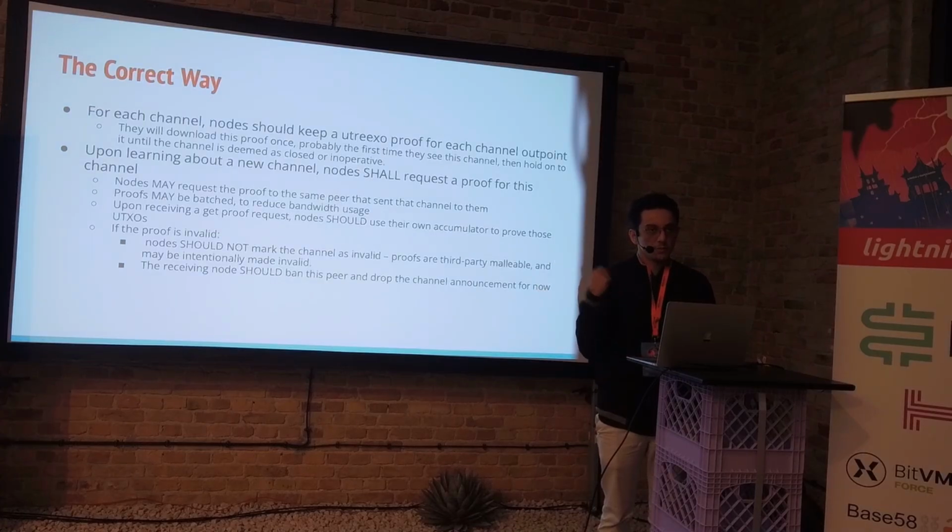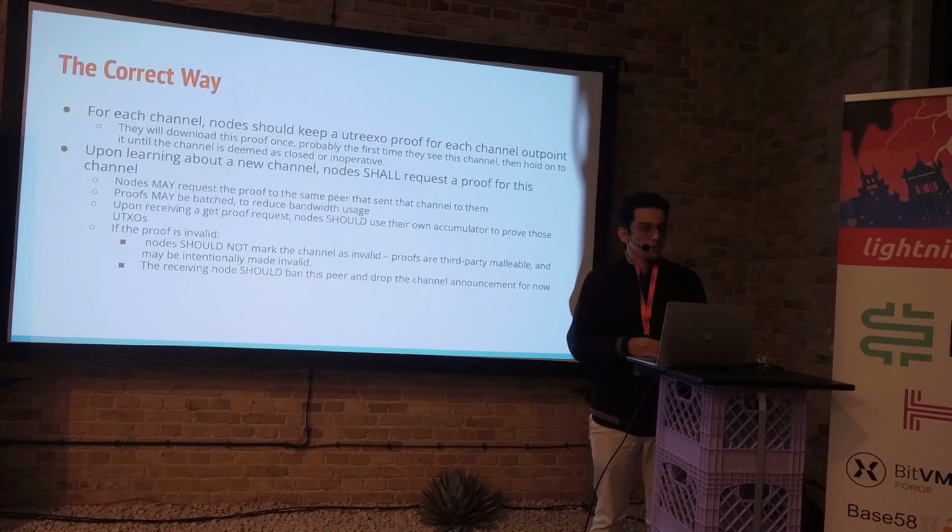Probably it's better to ask the peer that gave you the channel announcement for the proof. They will give you a proof. You validate the proof. If the proof is valid, you accept it. If it's invalid, you should not mark the channel as invalid, because Utreexo proofs are third-party malleable. So they could take a valid channel and make it an invalid proof for them.